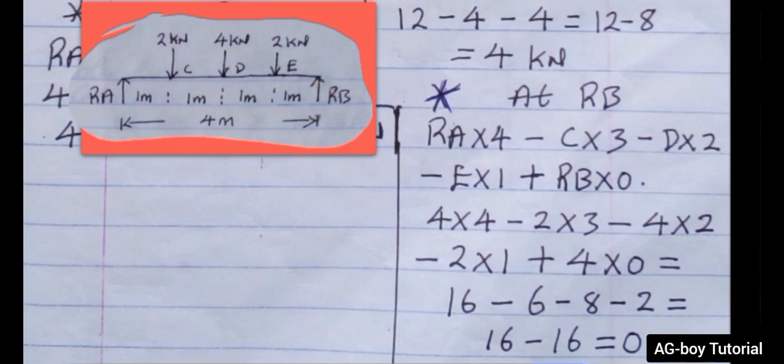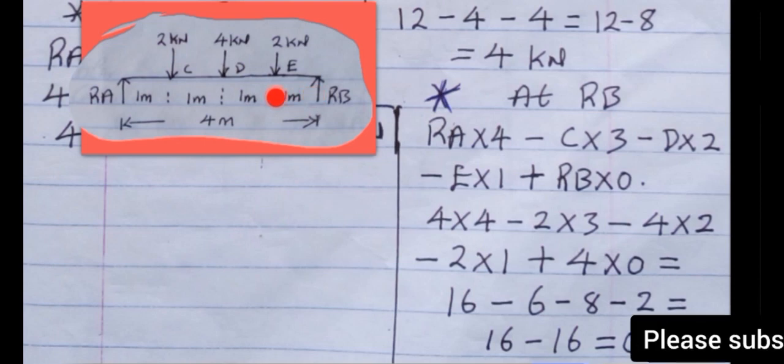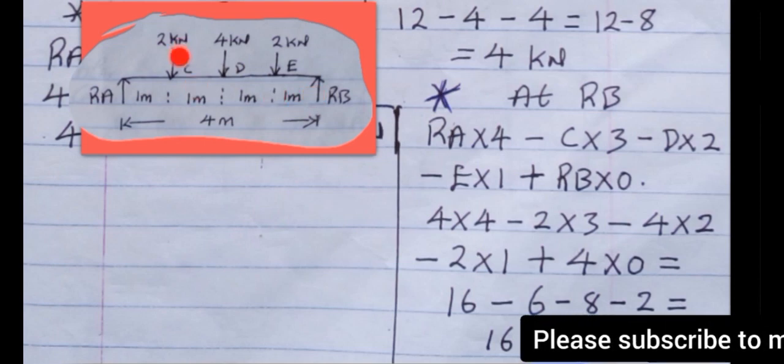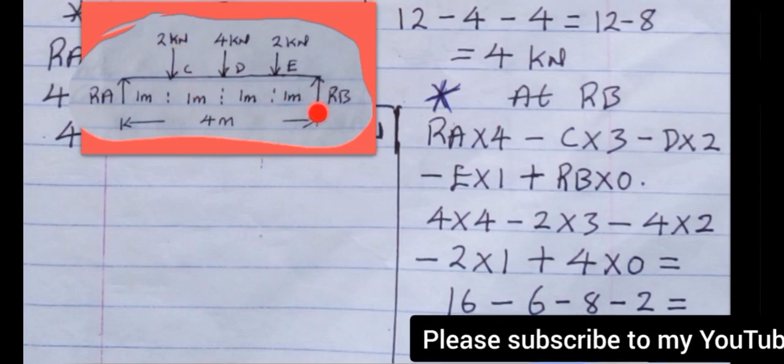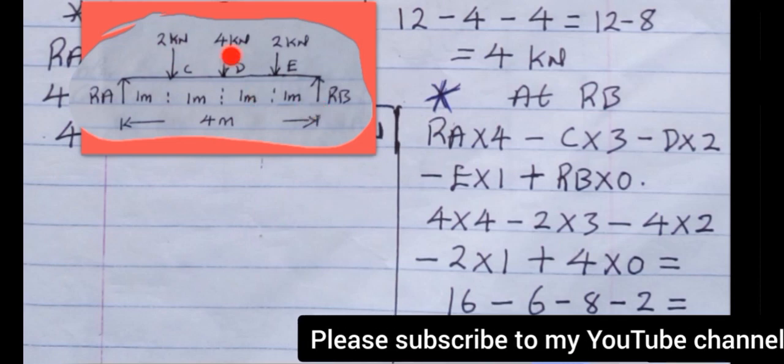Then at ROB, reaction at B, the distance from RA to ROB is 1, 2, 3, 4. So it's going to be RA multiplied by 4. Then the distance from point C to ROB is 1, 2, 3. So it's going to be 2 multiplied by 3. Then the distance from D to ROB is 1, 2. So it's going to be 4 multiplied by 2.